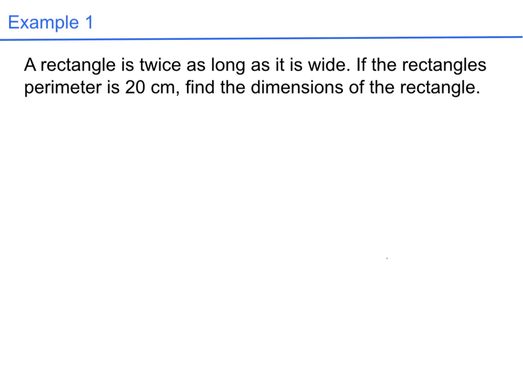As we read through the example, I'm going to highlight all the key pieces of information that will help me solve this problem. So the question reads that we have a rectangle, and that rectangle is twice as long as it is wide. We're also told that the rectangle's perimeter is equal to 20 centimetres, and the question is asking us to find the dimensions, which means the length and the width of that rectangle. Now we can set up all of this important information into an equation that we're able to solve.